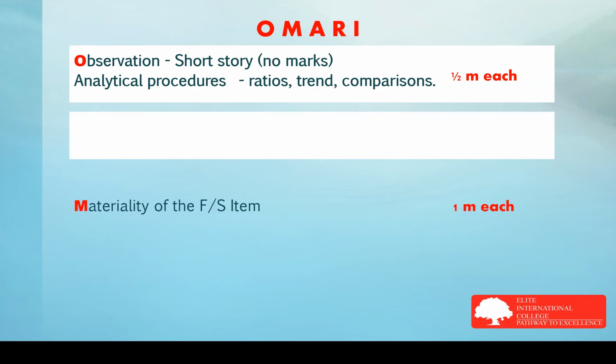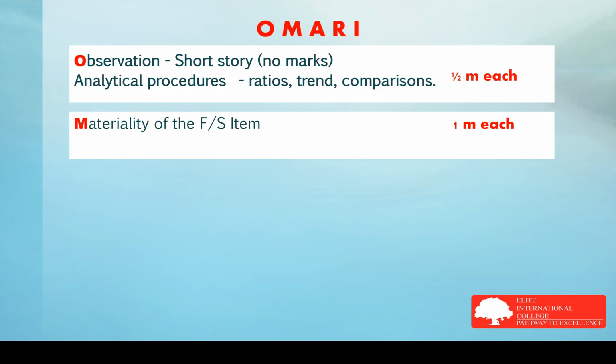Then, of course, we've got to include materiality, because if the item is not material, we really do not have to consider it as part of our planning procedure. So make sure that it's a correct calculation and make sure that you put down your conclusion as to whether it is material or not. Do not put down items that are not material. Only include material financial statement items in your answer.